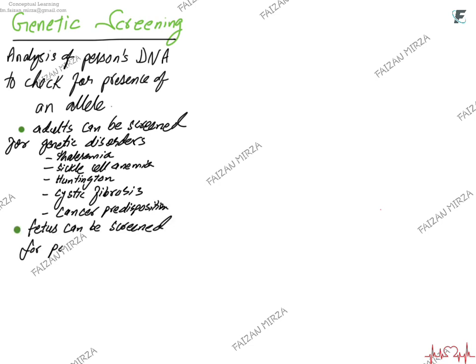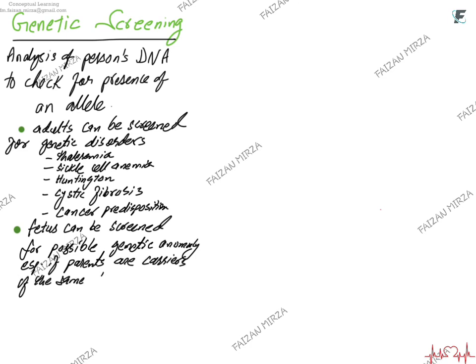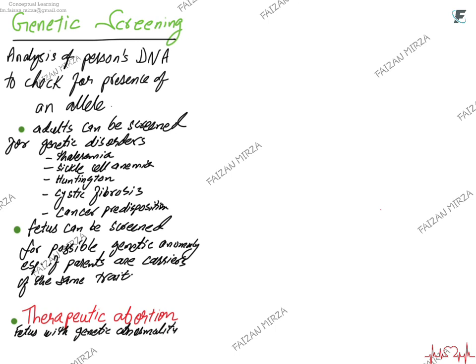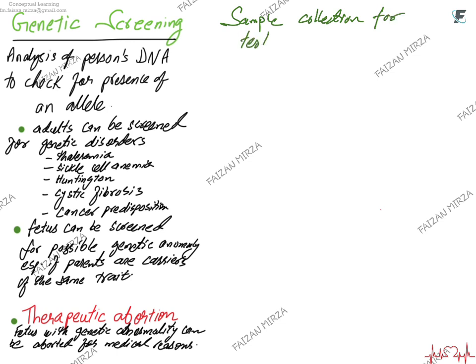And not only adults, the fetus can also be screened for possible genetic anomalies, especially if the parents are carriers of the same recessive trait or the dominant trait. If that's the case, then therapeutic abortion is suggested to the family. What is therapeutic abortion? The fetus with the genetic anomaly can be aborted on medical grounds, because if it develops into a baby and is delivered, it would have that genetic deformity which cannot be treated that easily. So how is a sample collected for testing for possible genetic defects in a fetus?